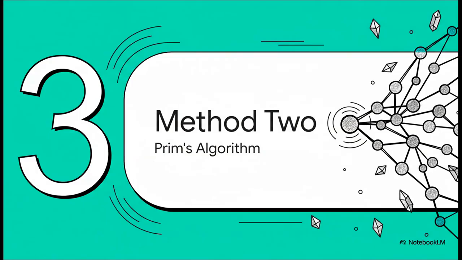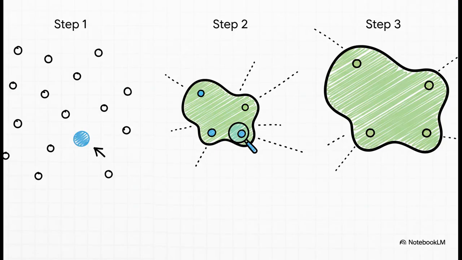Now let's look at another way to solve this very same problem. This one is called Prim's algorithm and has a completely different philosophy. Instead of looking at all the cheapest links across the entire map, it starts at just one point and grows the network outwards, almost like a crystal forming.